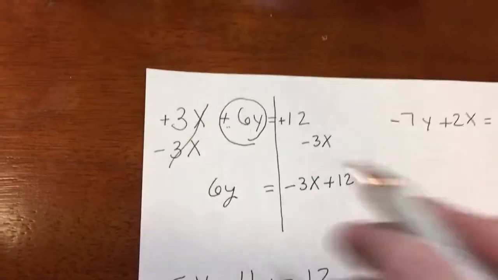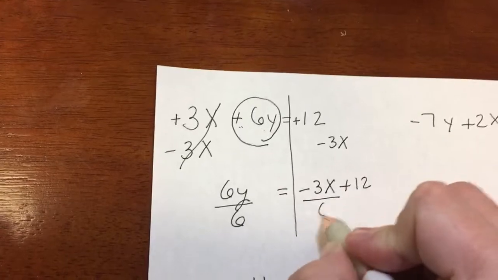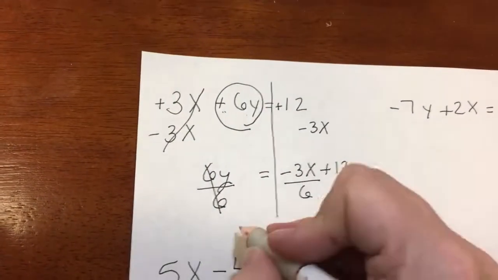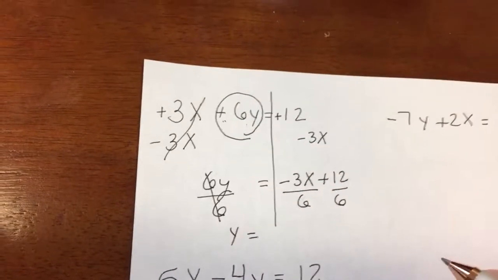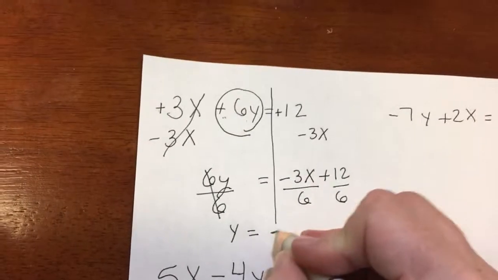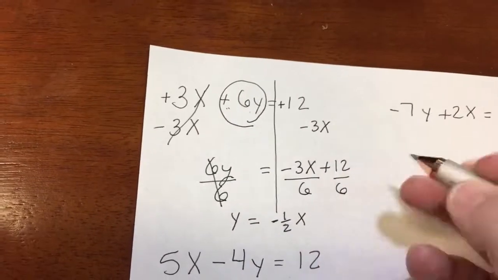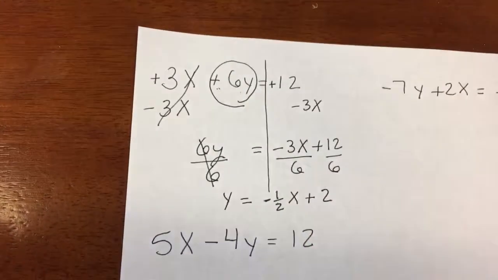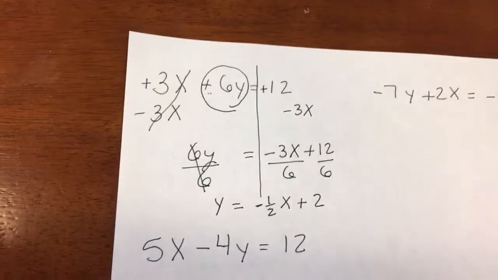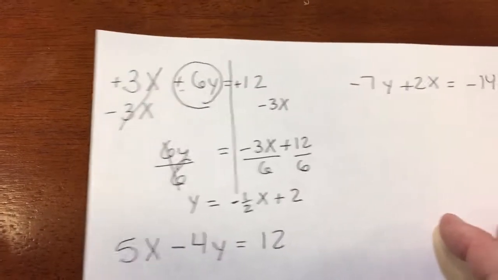Okay? Then the next thing I'm going to do is I'm going to divide. So I'm going to divide by 6, and I'm going to divide everything by 6. So my 6's divide away. That gives me y is equal to, I have a negative 3 divided by 6. That simplifies to be a negative 1/2 x. And then 12 divided by 6 is plus 2. All right, so I'm just doing the opposite. I'm adding or subtracting till I get the y on one side, and then I'm dividing everything by the number in front of the y.